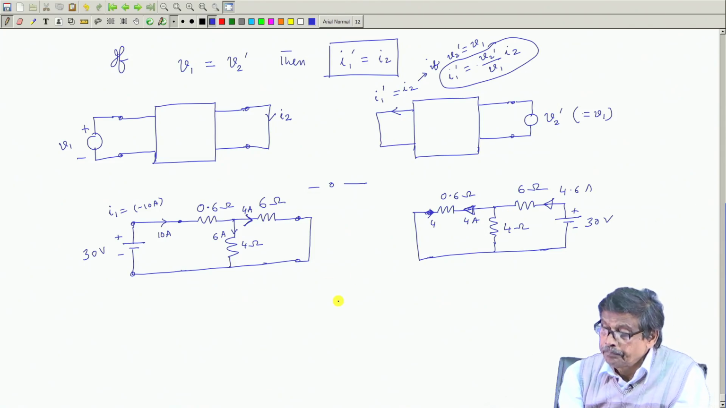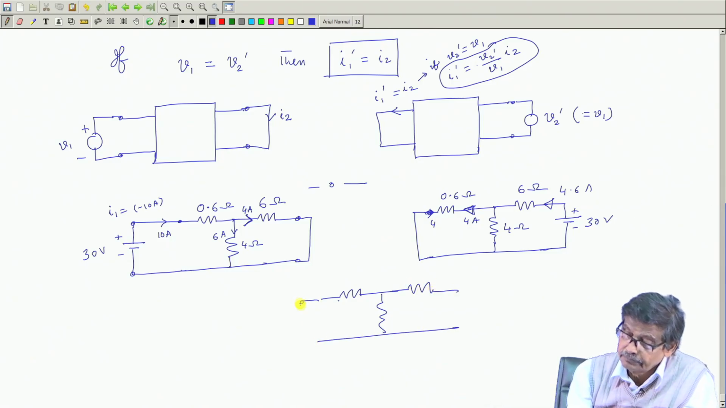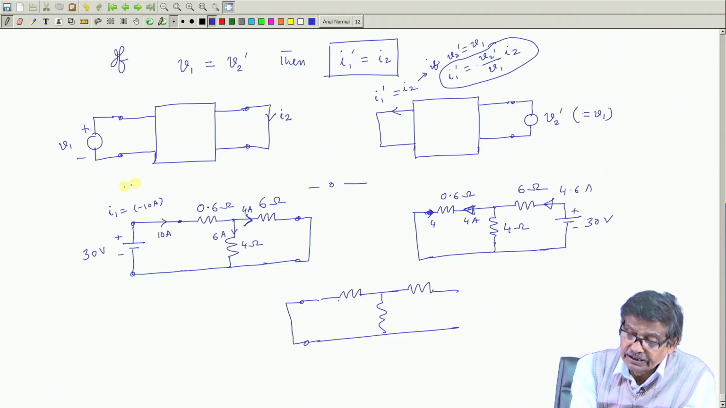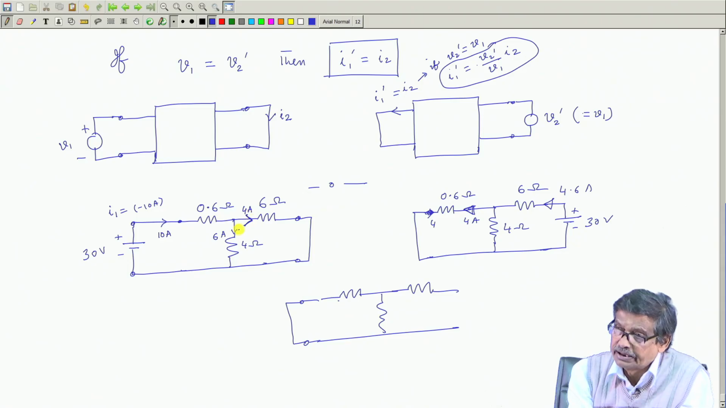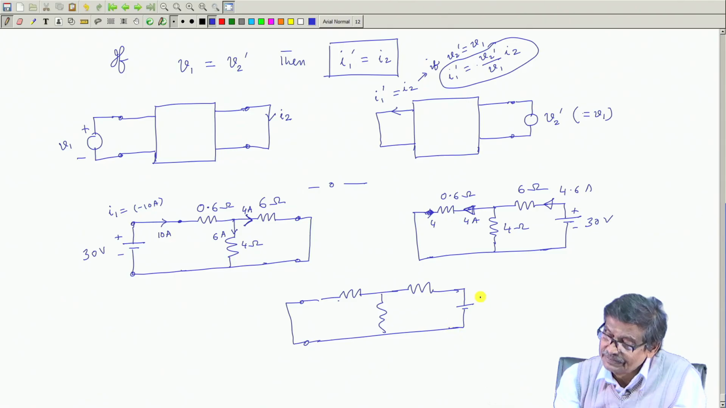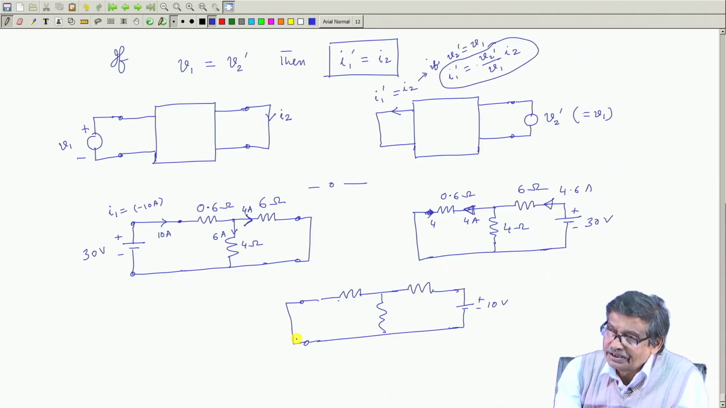I will even say that suppose to these terminals 2 and 2 I will short these two. This information is known to me: this is 30 volt, this is 4 ampere this way. If this information is known to me, suppose I short these two and here I apply a 10 volt source, got the point? What will be the current? I need not solve the circuit once again.